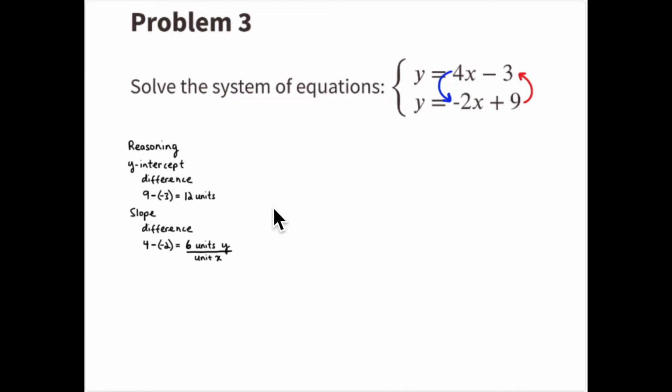And they're moving at a rate of 4 units along the y-axis for each unit of x, or -2 units along the y-axis for each unit of x. And so that difference in the slopes, these are the rates or the slopes, that difference is their combined rate. How quickly are they moving together? And that's 4 minus -2 equals 6 units of y for every 1 unit of x. So they're moving together at that rate, 6 units per unit x.